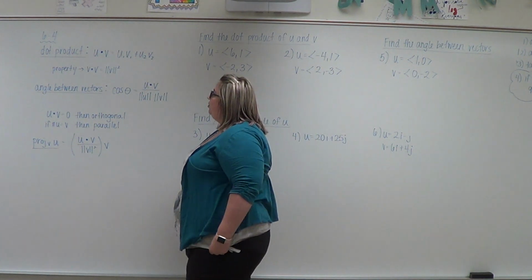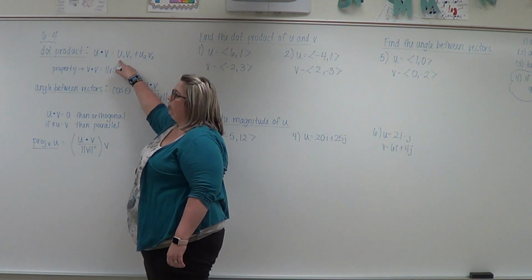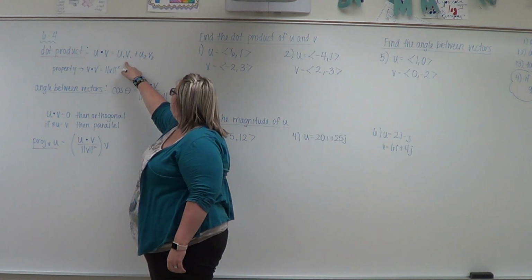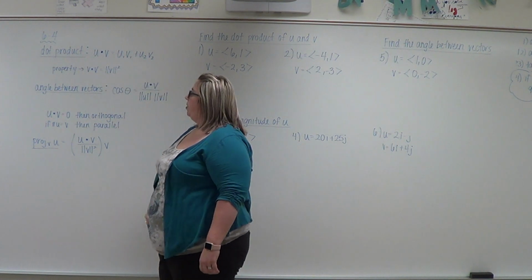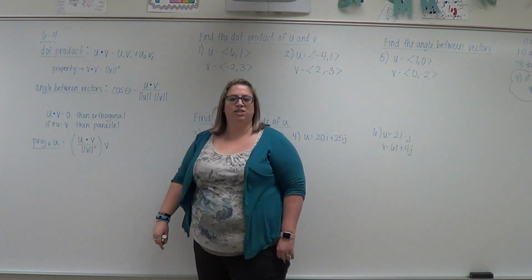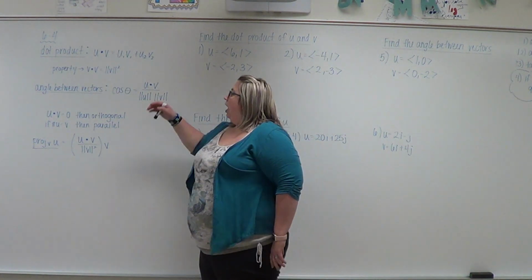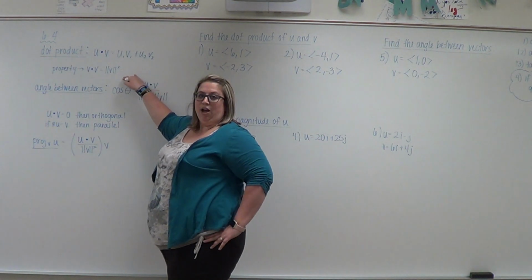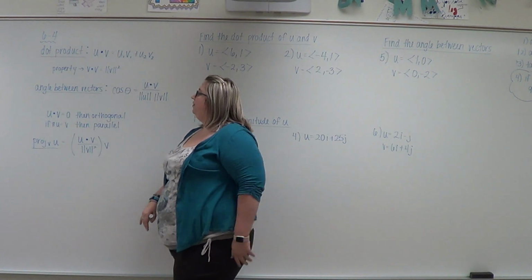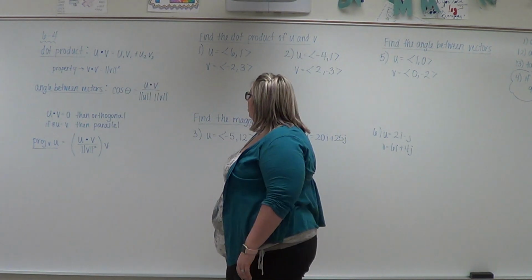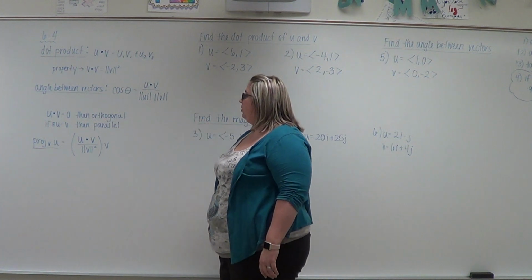So for the dot product of two vectors, you take the first part in vector u and the first part in vector v and multiply them together, then multiply the second parts together, and you add. Dot products are always a number. A property: if you do the dot product of a vector with itself, it's the magnitude of that vector squared. And then this is your formula for the angle between vectors.